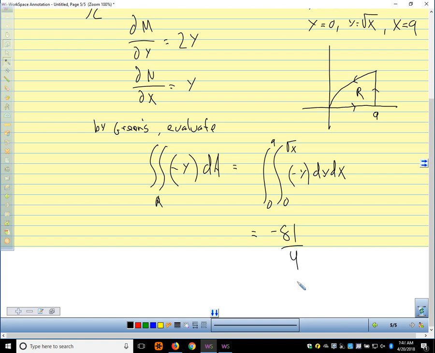I think this double integral is definitely easier than parameterizing 3 curves and doing our 3 line integrals. Not that those line integrals would be difficult, but that would be more work. And this double integral is easy to set up. All right, questions?